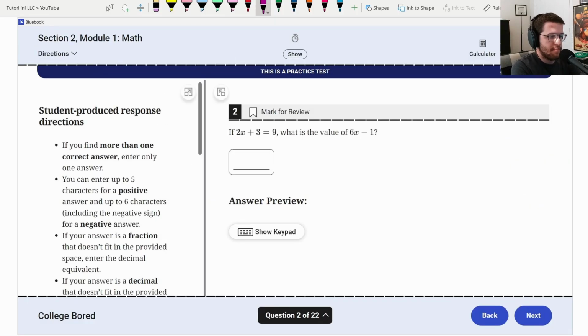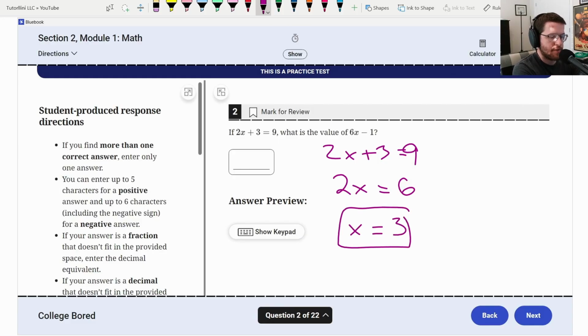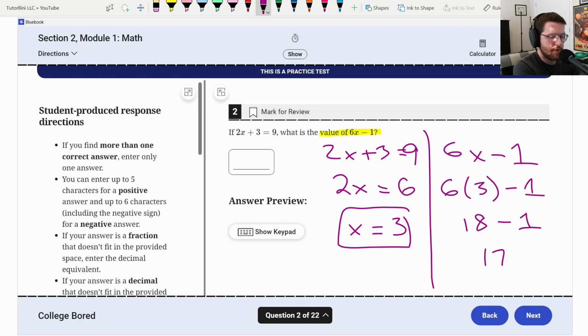Okay, question 2. So first I am going to solve this equation. So 2x plus 3 equals 9. I'm going to subtract 3 from both sides. I get 2x equals 6. And then I'm going to divide both sides by 2, and I get x equals 3. But there's a follow-up question, so make sure you answer that. It says, what is the value of 6x minus 1? So I'm going to do 6x minus 1. X is 3. We get 18 minus 1, which is 17. And that is the answer.